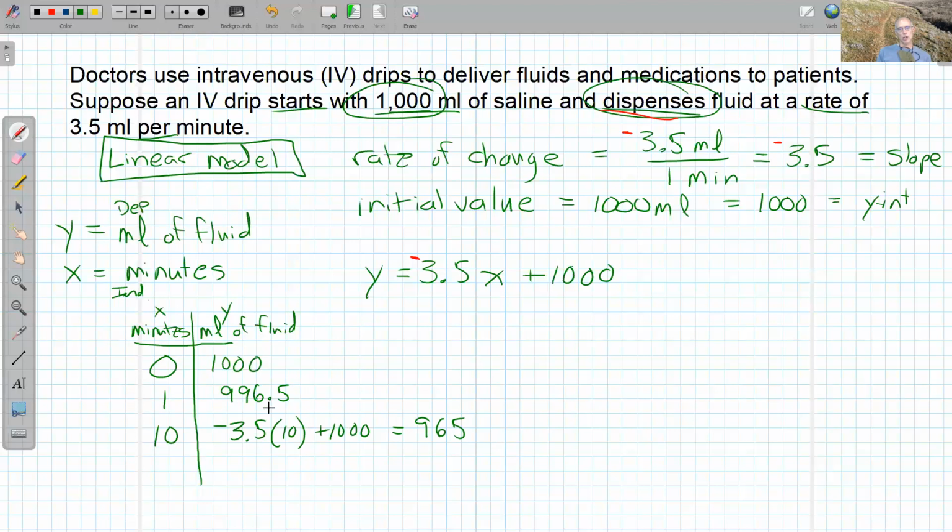The amount of fluid that comes out. One thing we might want to know is when will there be no fluid? So in that case, I have to kind of reverse engineer this. So let's try that. When will the IV be empty? In other words, when will y equal 0? So we would replace the y with a 0 and then solve this equation.